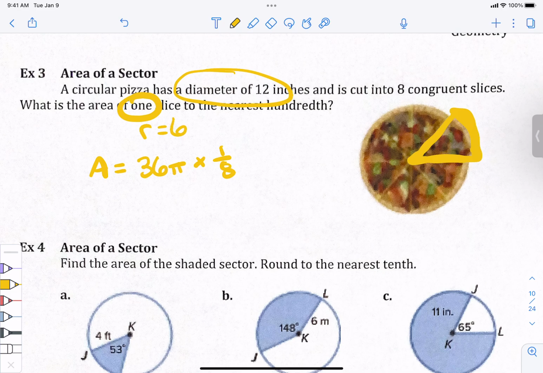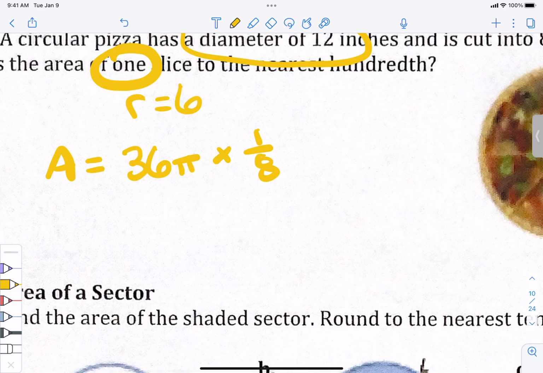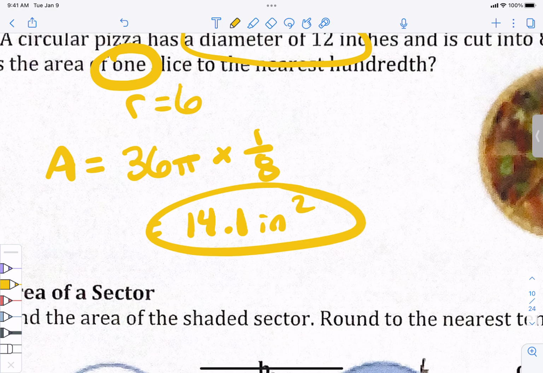We just have an eighth of the circle, right? 36 pi times 1/8. 14.1. 14.1 inches squared, right? In this spot, we don't have to have degrees. We can just do the fraction of the circle that we're talking about, right? We don't have to have degrees, okay?